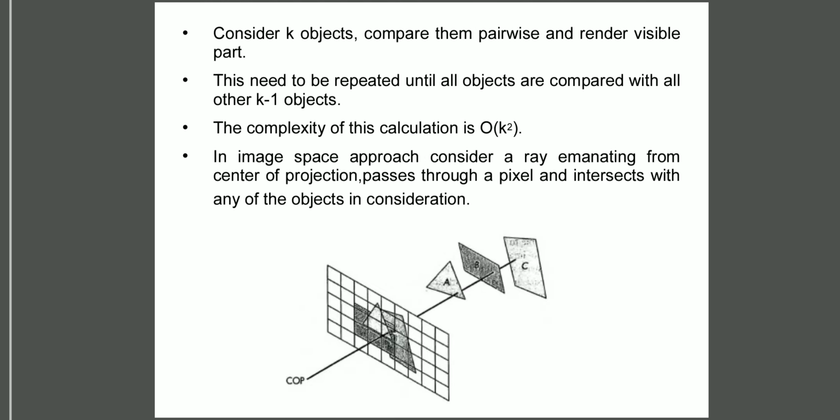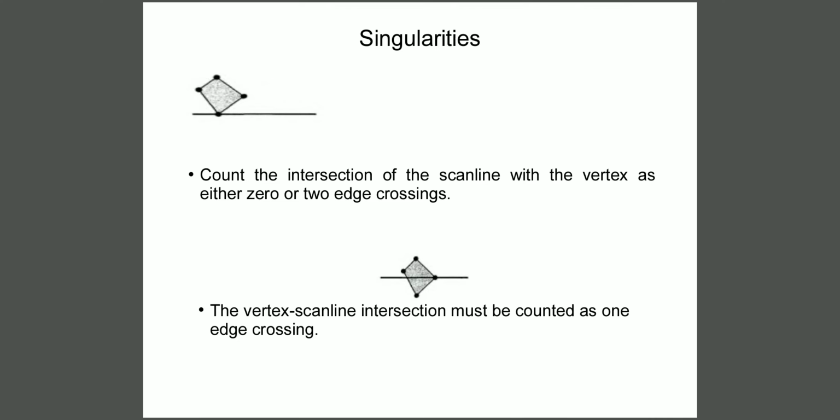In the scanline fill algorithm, sometimes we may face some complexities, and we call those complexities or special cases singularities. Consider the first diagram given here. In this case the scan line is passing through a vertex of a polygon. When we were understanding the scanline fill algorithm, we learned that whenever a scan line intersects an edge of a polygon, that edge needs to be numbered with a consecutive integer. But here the scan line is intersecting a vertex of a polygon.